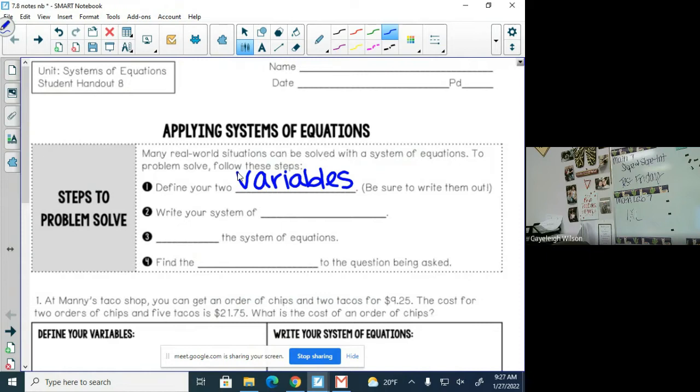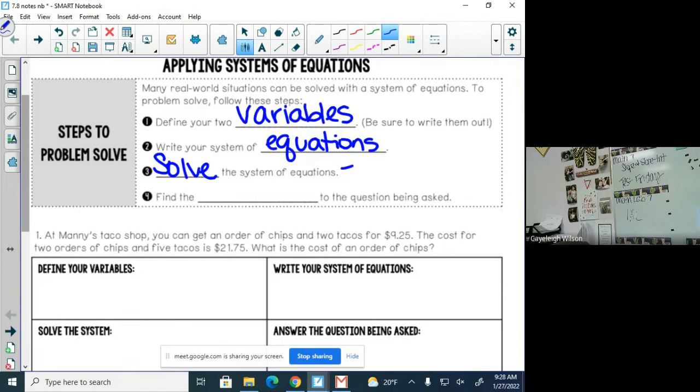Step 2 is you're going to write your system of equations. We did practice of writing equations when we just did regular equations. We looked for operational words. We underlined our numbers. We looked for words that meant equals and things like that. And that's what we're going to do to find those equations. Step 3 is going to be to solve the system, and you can use elimination or substitution. It does not matter. Okay? Your choice.